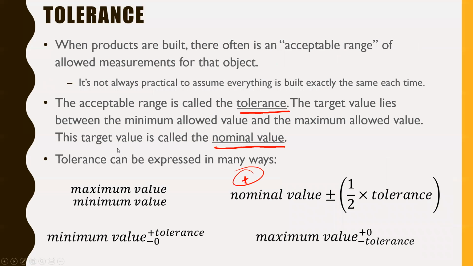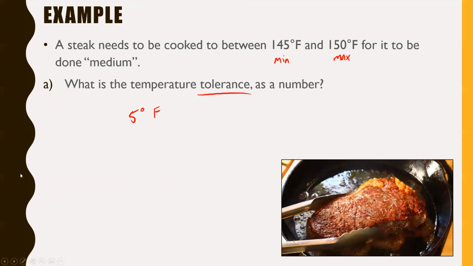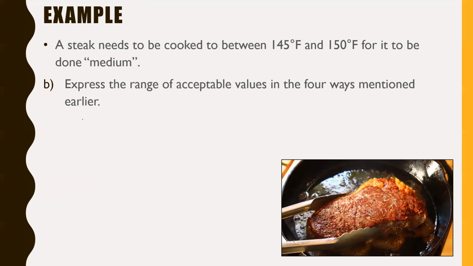These 4 ways are what we need to do to express these different tolerances. I'm going to start with this first one, maximum value and minimum value. So writing it in that way, the maximum value, of course, is 150 degrees Fahrenheit, and the minimum is 145 degrees Fahrenheit. That right there, that's the first way we could represent this.